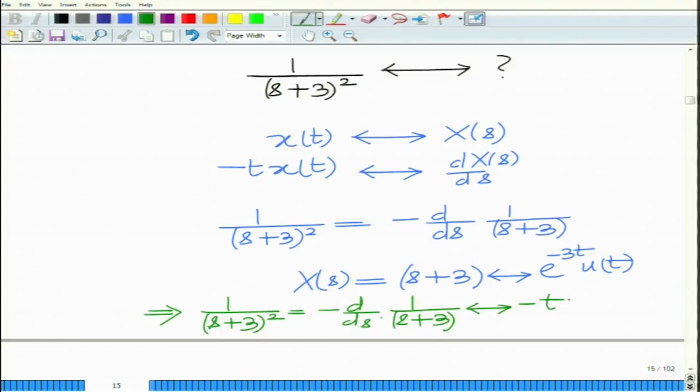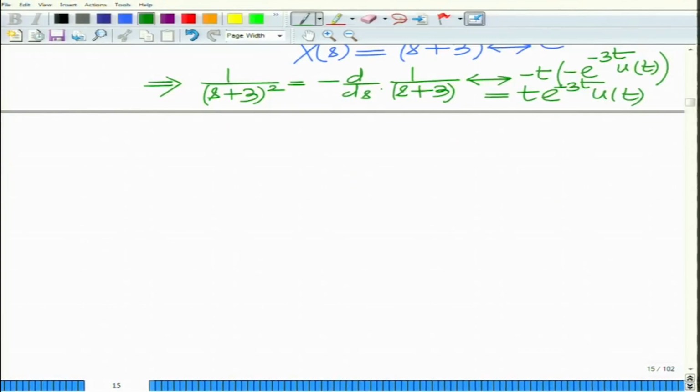times e raised to minus 3t u(t). So, this will have inverse Laplace transform minus of minus t times e raised to minus 3t u(t), which will be t e raised to minus 3t u(t), and therefore, finally 1 over (s + 3) whole square has the inverse Laplace transform t e raised to minus 3t u(t).